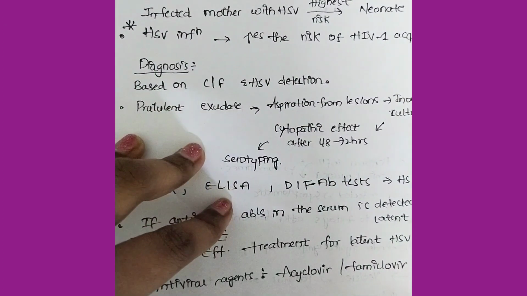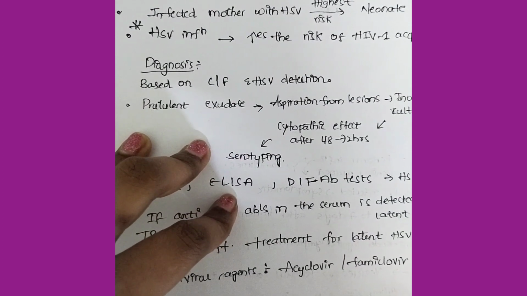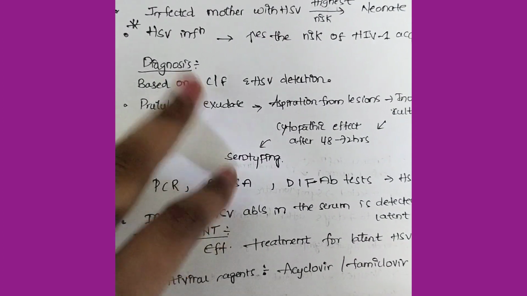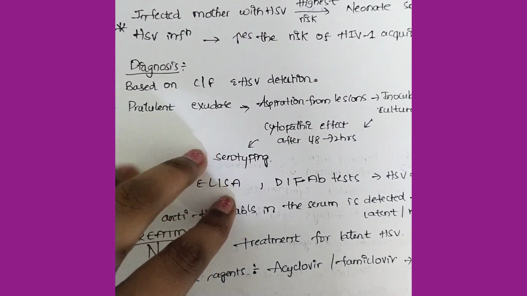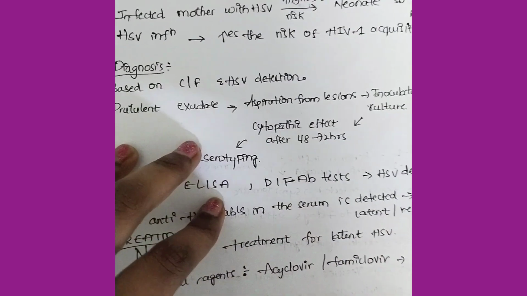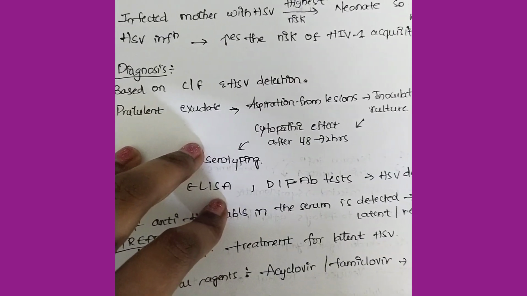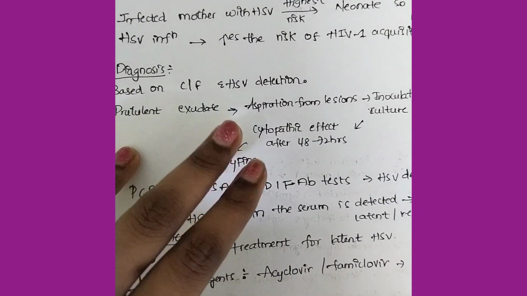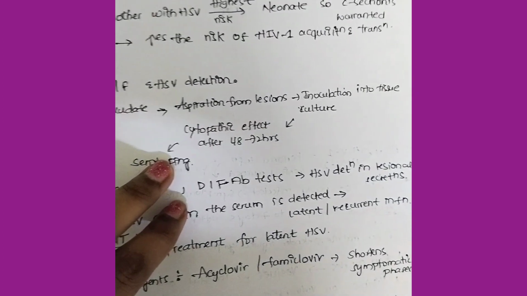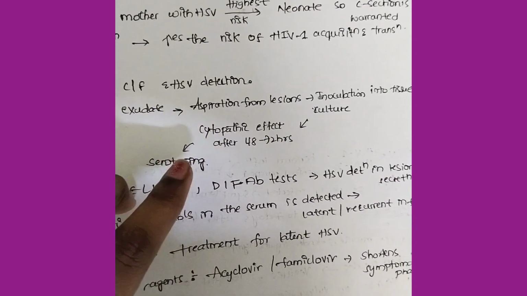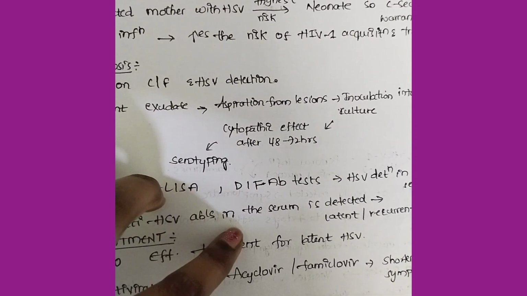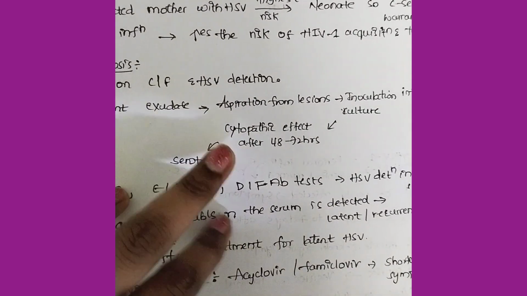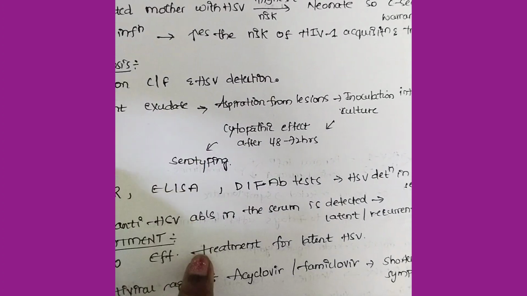So how can we diagnose this condition? Diagnosis is based on clinical findings and HSV detection. Sometimes purulent exudate or aspirate from the lesions is inoculated into tissue culture. We will see a cytopathic effect after 48 to 72 hours, and by this we can also do serotyping.